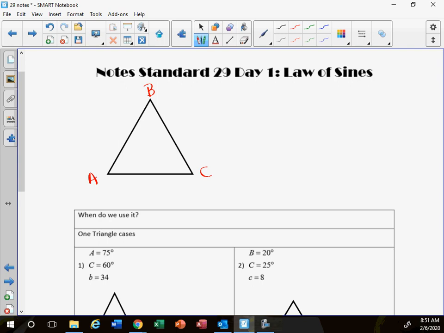All right. Side A is always across from angle A. So guys, this is little a, little b is down at the bottom, little c would be over here. Okay, that's how we name our sides.